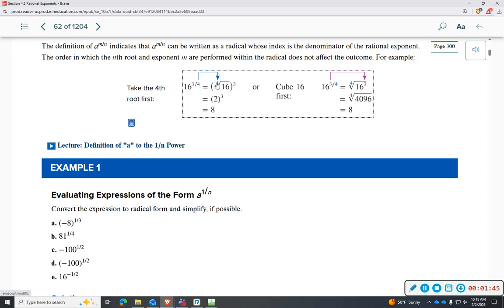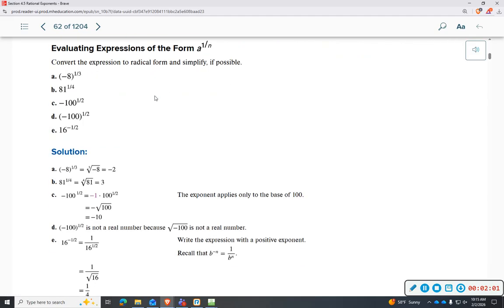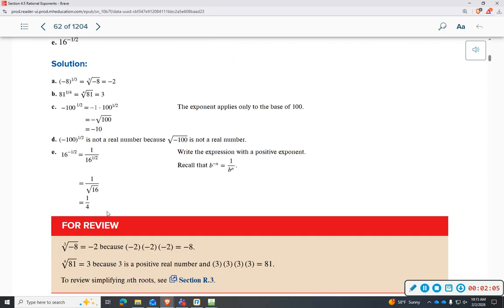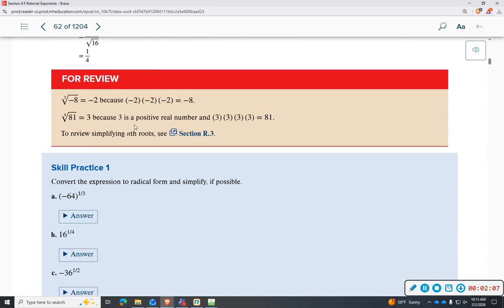If you want, you can take the 4th root first and get 2, and then raise 2 to the 3rd power, you get 8. Or you can cube it first. You can raise it to the 3rd power first, you get 4096, and then you take the 4th root, and that gives you 8. So here are just some examples of evaluating, and they show you the solutions afterward if you want to use some of those to practice.